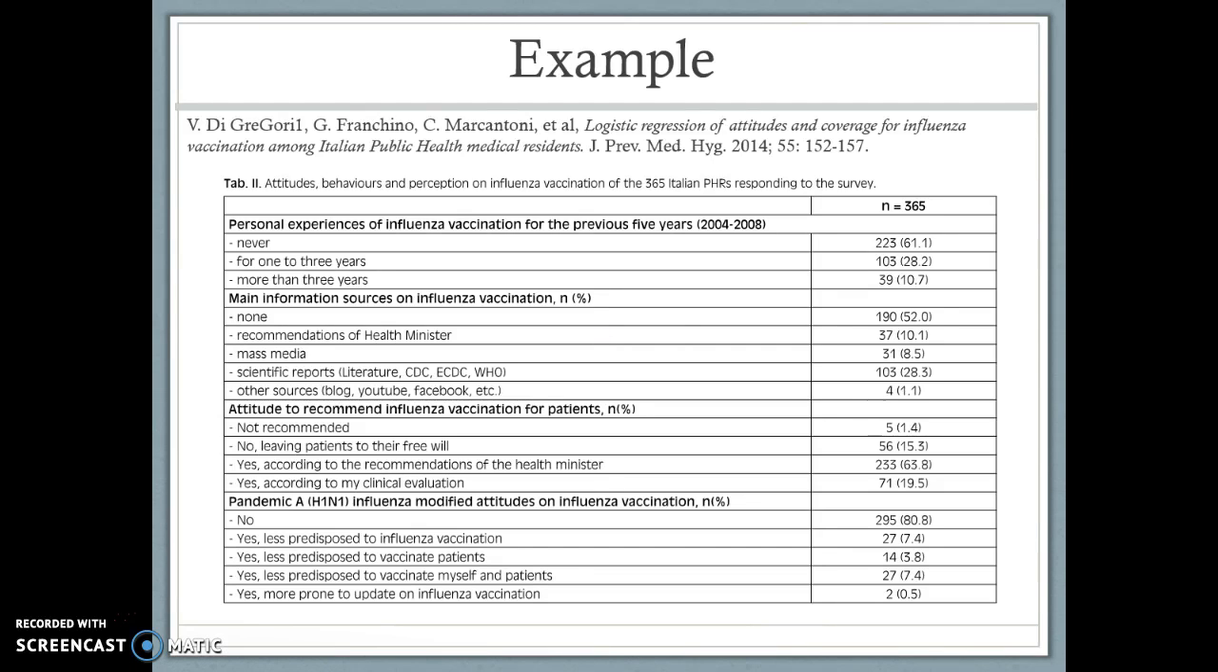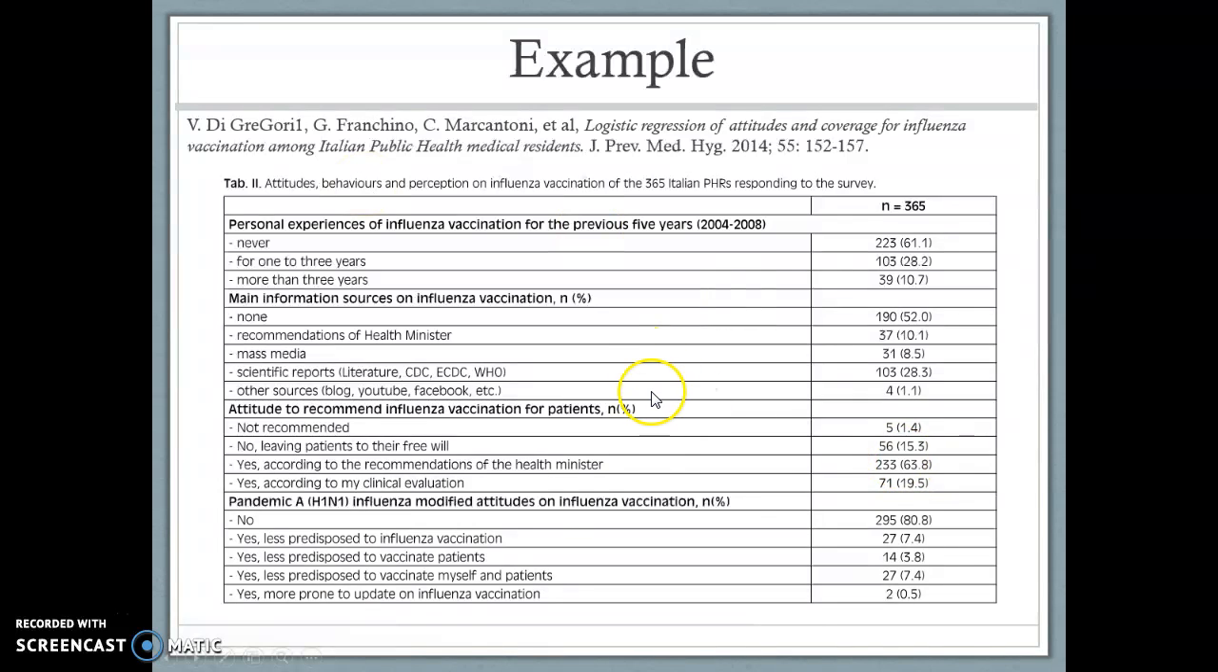So let's look at another example. This is looking at vaccinations, and they surveyed 365 public health residents, and the citation's at the top of the page if you want to read it. It's pretty interesting. If you look at it, about 52% of the people surveyed didn't have any information about influenza. 28% said they had read scientific papers, and then about 64% said that they had recommended influenza vaccination.